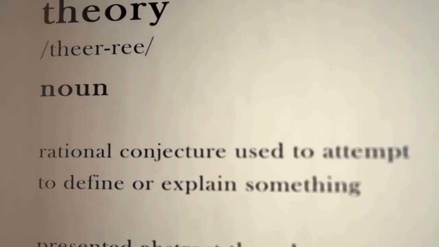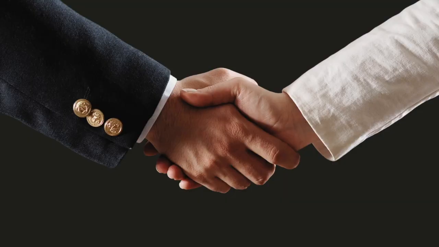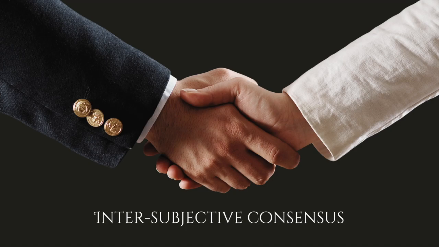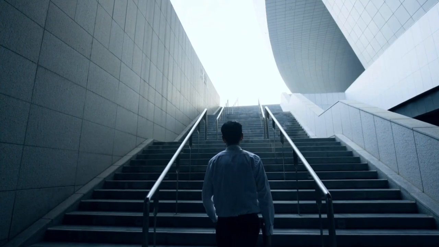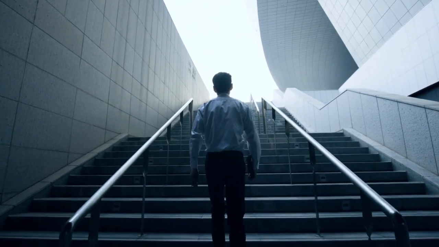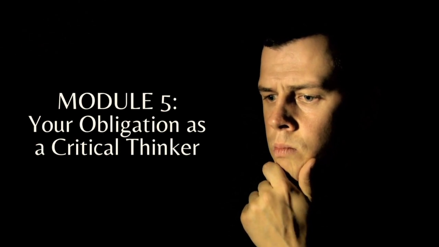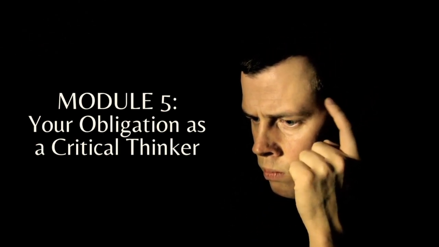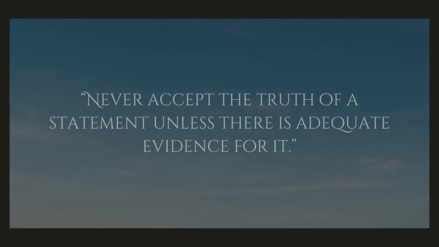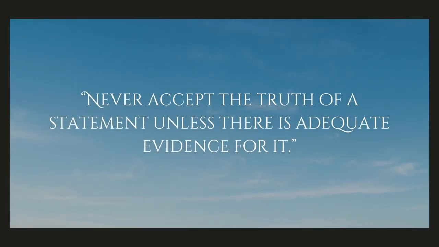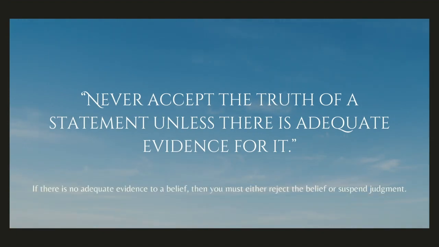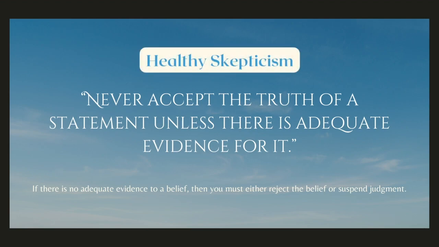After knowing the theories of truth and applying the method of verification by intersubjective consensus in justifying acts and consequences, you are now ready for the final step in completing your lesson towards the pursuit of truth, your obligation as a critical thinker. If there is something that you need to pick up from this video, something that you might want to apply in your life, it would be to never accept the truth of a statement unless there is adequate evidence for it. What this implies is that if there is no adequate evidence to a belief, then you must either reject the belief or suspend judgment. The practice is referred to as healthy skepticism.